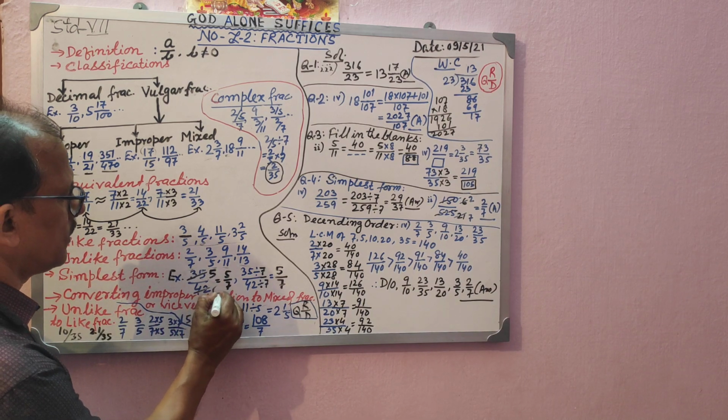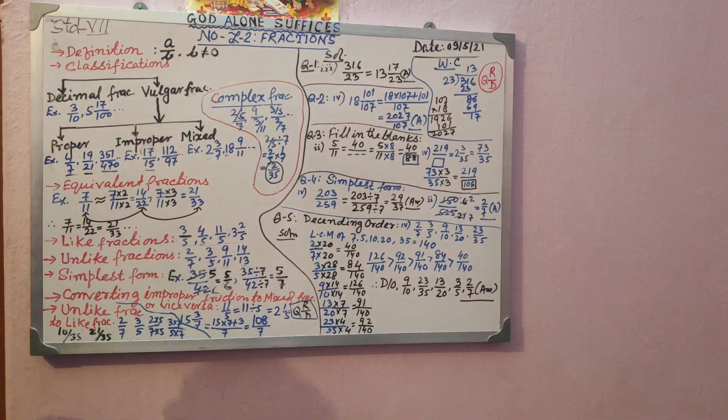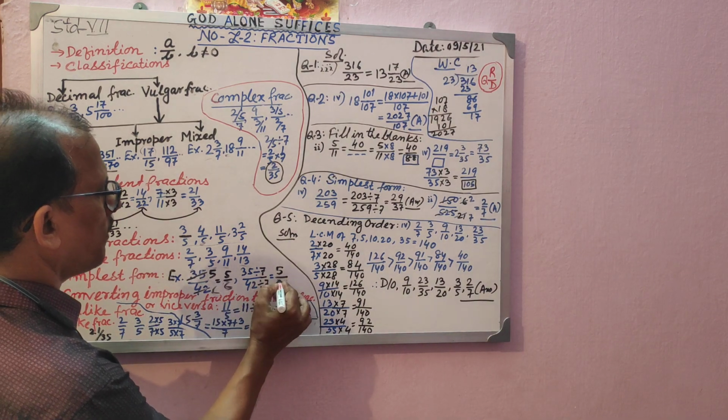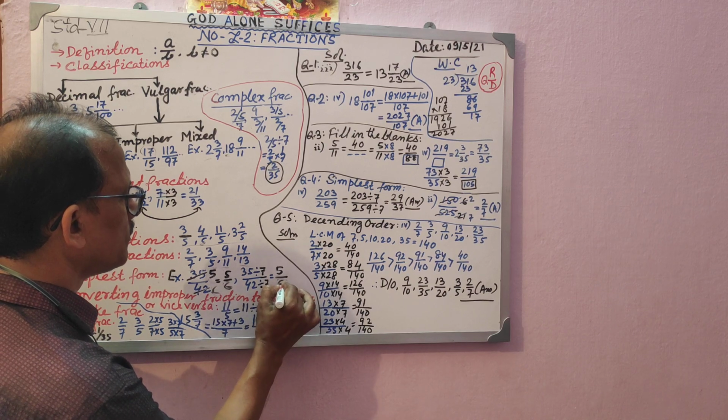7 6s are 42. So that will become 5 by 6. But actually, this is not the procedure here.